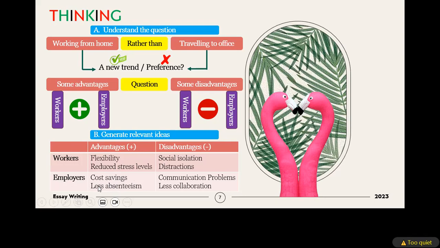And then less absenteeism. Now, absent means غائب. Absenteeism هو الغياب. Now, when workers conduct their work online, they are less likely to, for example, miss a working day. Okay, less likely.